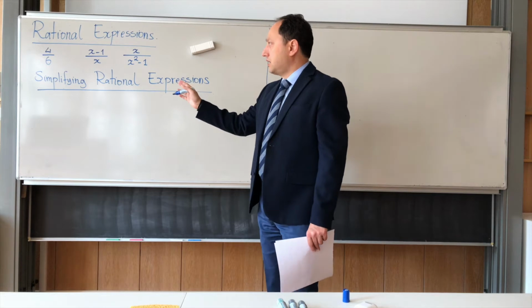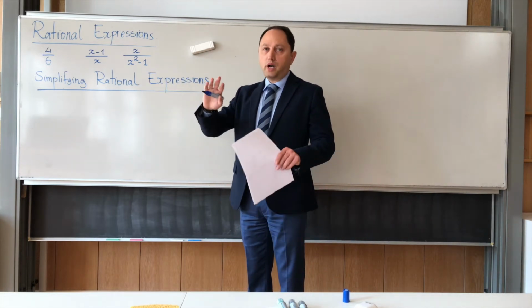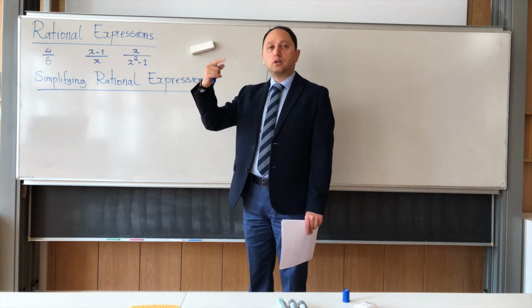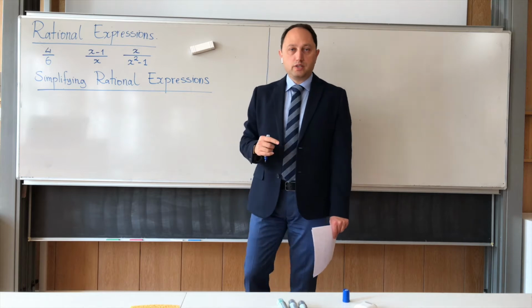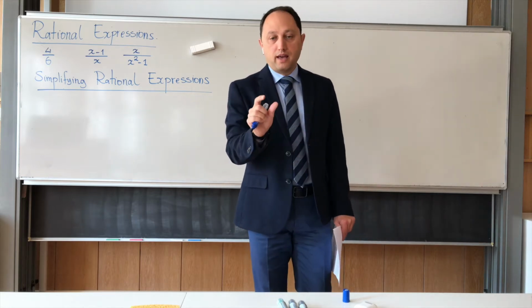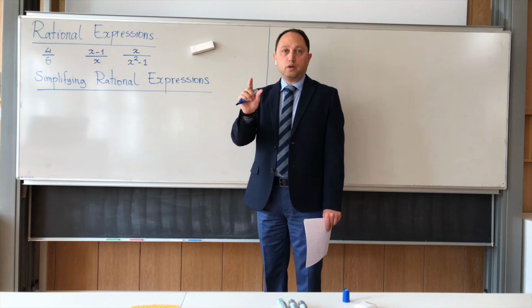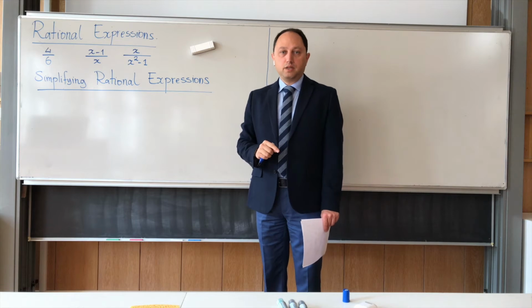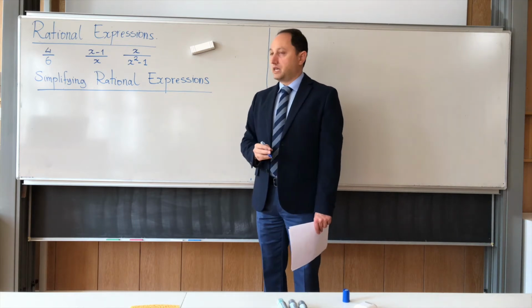The numerator and the denominator are in general polynomials, and we spent quite some time learning how to factorize polynomials. Use all your knowledge about factorization of polynomials, factorize the numerator and the denominator, and then try to see what the common factors are between the numerator and the denominator. And then you can eliminate them, and what is left is the simplified version of the same rational expression.